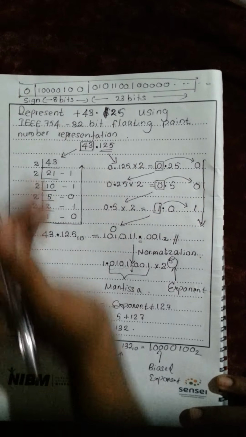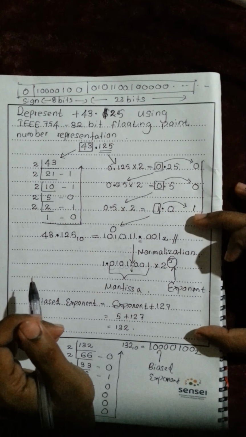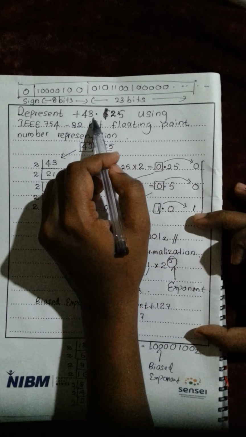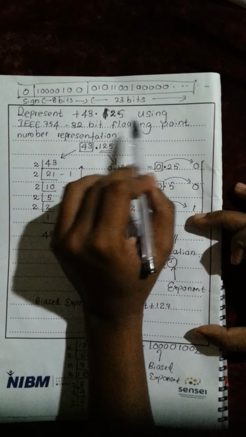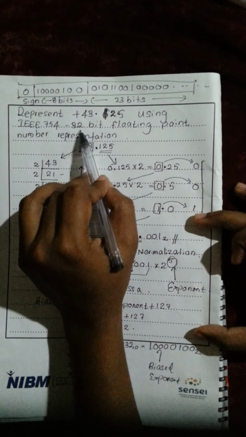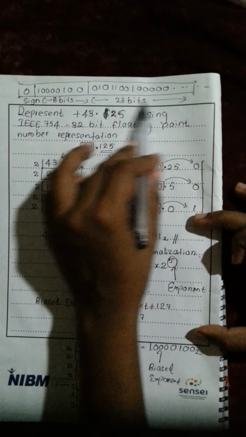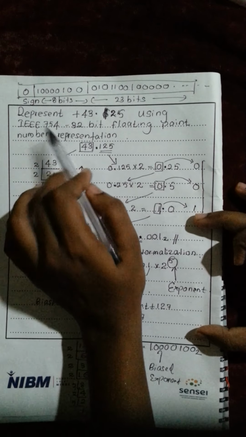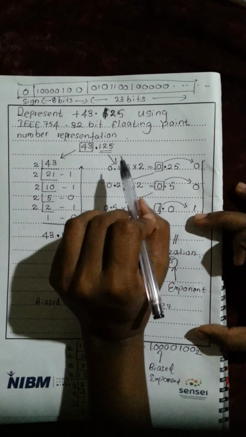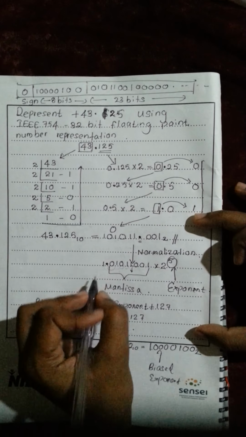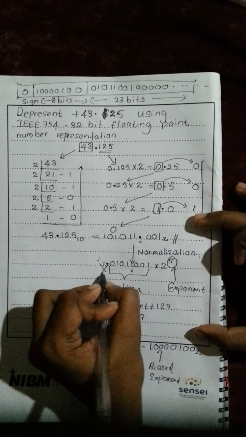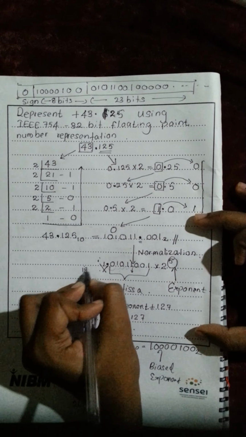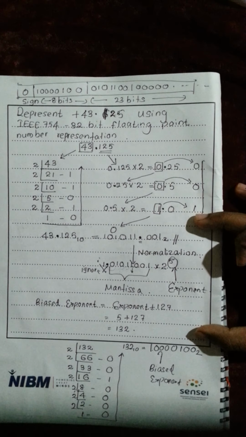So this is how to represent plus 33.125 using the IEEE 754 32-bit representation. This is how this value is stored inside our computer if you are using this standard. I'm just ignoring this one. So that's all.